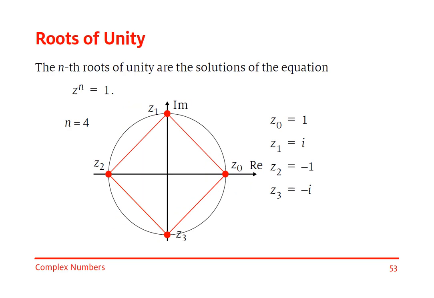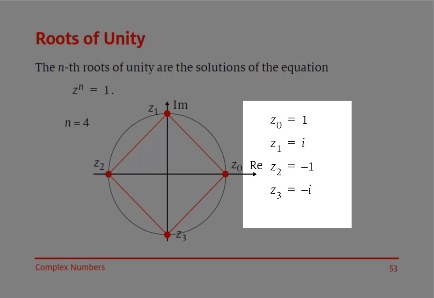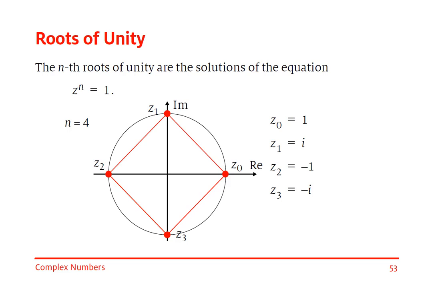For n equals 4, we have the equation z to the power of 4 equals 1, which has four solutions, 1, i, minus 1, and minus i. The four solutions form a square, and all solutions lie on the circle with radius 1, centered in the origin.